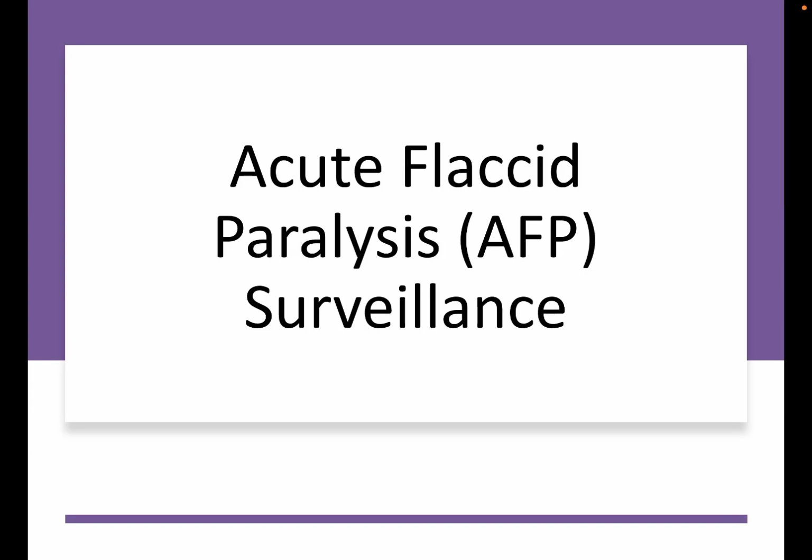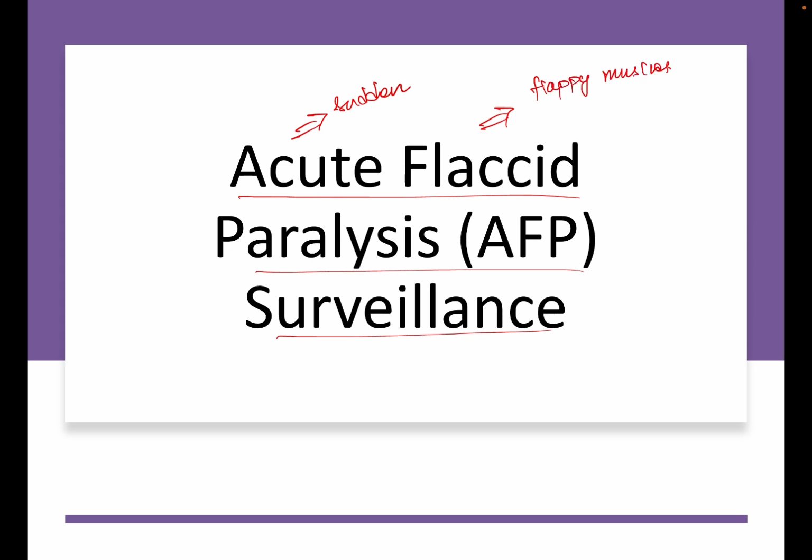Today we will be discussing acute flaccid paralysis surveillance. The name of the topic itself gives a lot of clues about what it constitutes. So acute means something that is sudden in onset. Flaccid means a flappy muscle, which is usually due to loss of tone. Then paralysis means weakness of muscles or movement. Surveillance means constant monitoring and reporting.